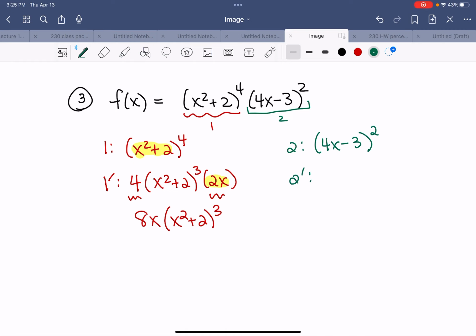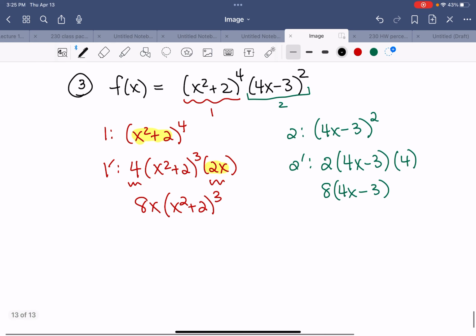And to get its derivative, we're going to use chain rule. So I'm going to bring down that 2, leave the 4x minus 3, and decrease the exponent by 1. This time it's just 1. But then I can't forget that I need to multiply by the derivative of the inside. So the derivative of 4x minus 3 is just 4. So here I get 8 times 4x minus 3. Okay, if you want to distribute it, you can.